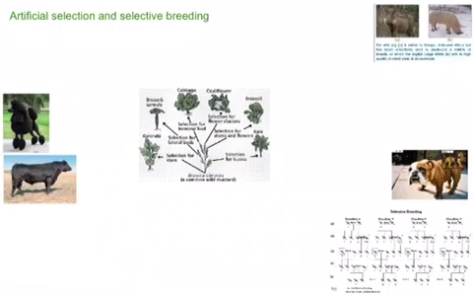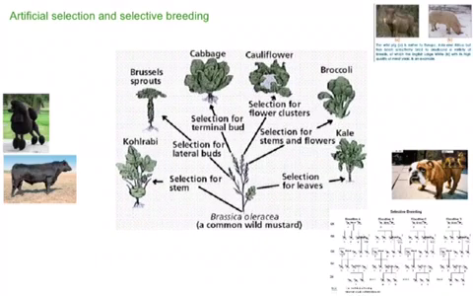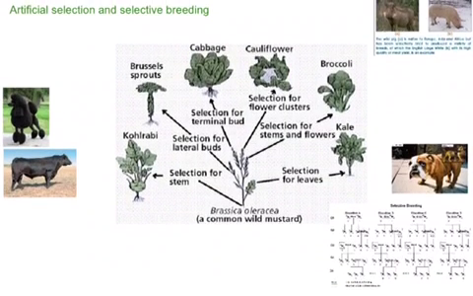So in this particular picture here, we have an example where humans have selected different parts of a wild mustard plant. This would have gone back in time. So we've selected different parts of the wild mustard plant and artificially selected those bits to then breed up and select over time to give us particular vegetables that are of interest to us. And it's really interesting to have a look at this.